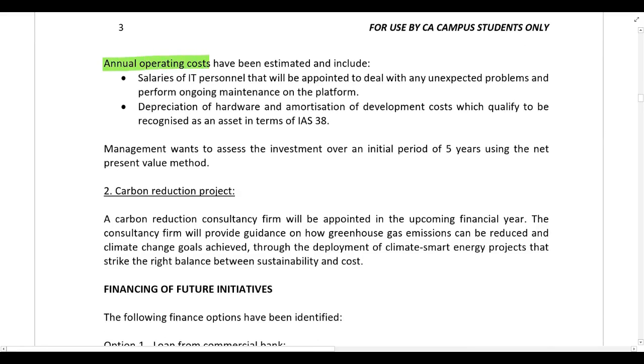Annual operating costs have been estimated and include salaries of IT personnel that will be appointed to deal with any unexpected problems and perform ongoing maintenance on the platform, depreciation of hardware and amortization of development costs which qualify to be recognized as an asset in terms of IAS 38. Management wants to assess the investment over an initial period of 5 years using the net present value method.